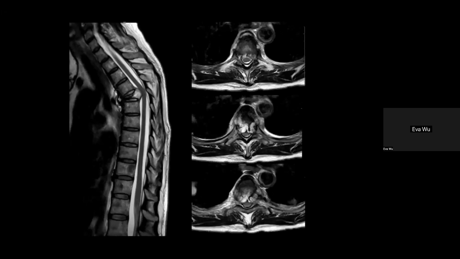So then they ended up getting an MRI, and can you describe what you see? Yeah, so this is a T2 MRI sagittal with axial images of the upper thoracic spine that shows severe, I would say, retropulsion of the vertebral body and compression of the spinal cord ventrally.